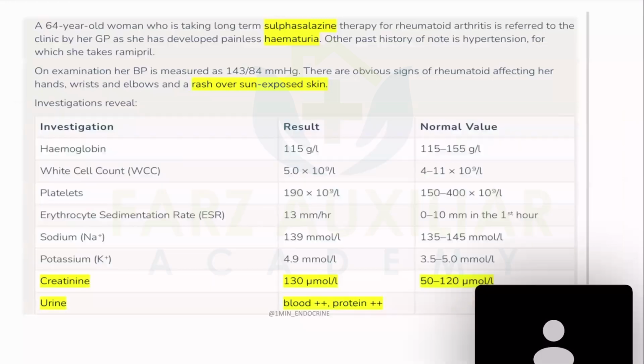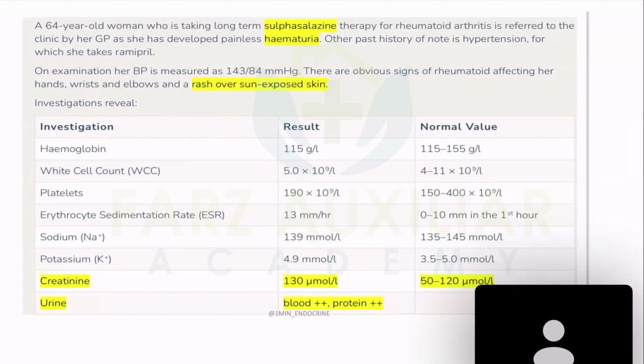Actually, just let me explain it one second. A 64-year-old woman who is taking long-term sulfasalazine therapy for her rheumatoid arthritis is referred to the clinic by her GP as she has developed painless hematuria. Other past history of note is hypertension, for which she takes ramipril. On examination, blood pressure is okay. There are obvious signs of rheumatoid affecting her hands, wrists, and elbows, and a rash over sun-exposed skin.